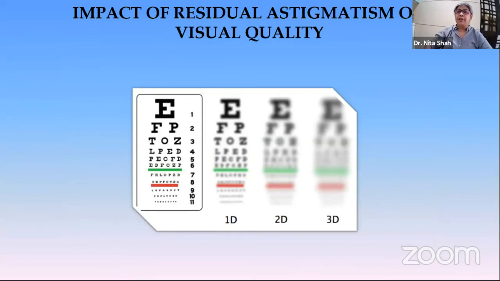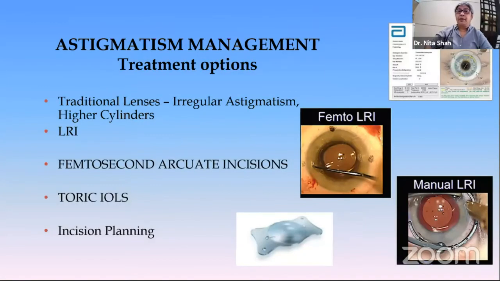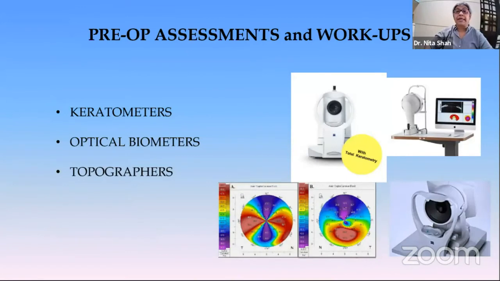And this is a very, very gross idea of what the vision is like if there is even some amount of astigmatism which is left behind. And this is where we have patients who are not so happy. The various options that we have would be the limbal relaxing incisions manual or the femtosecond arcuate incisions, lining the incision on the steep axis, and toric IOLs, out of which toric IOLs are the most reliable ways in which we can look after astigmatism in a patient of cataract.